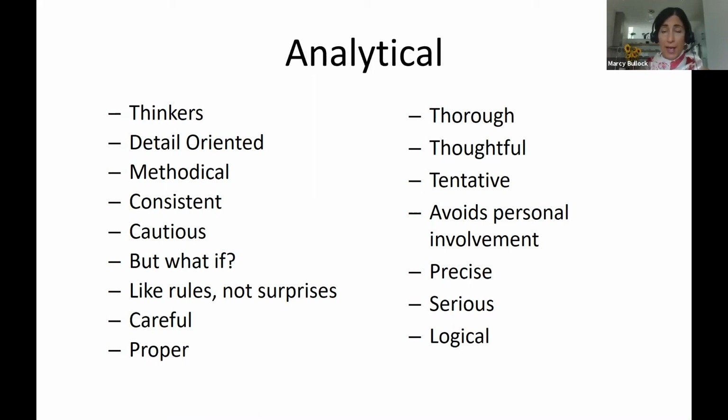So analytical people are the thinkers. They tend to be detail-oriented, very methodical and consistent and cautious. Ask what if. They like rules, not surprises. They're careful and proper and thorough. Thoughtful, tentative, avoiding personal involvement, precise, serious, and logical. Some of you can relate well to that.